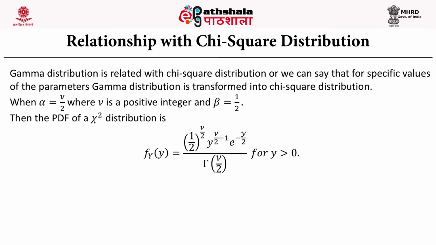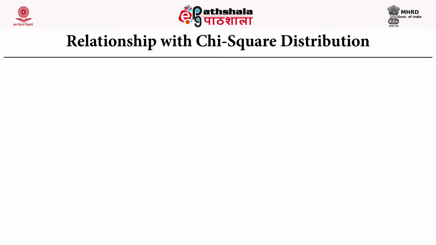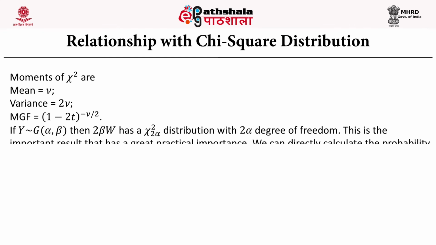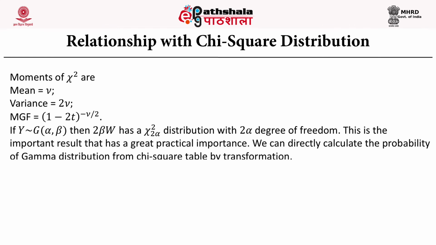y, which is equal to 1 upon 2 power mu by 2 into y power mu by 2 minus 1 into e power minus y upon 2, divided by gamma of mu by 2, for all y greater than 0. The moments of the chi-square are given as: mean of the chi-square is equal to mu, variance is equal to 2 mu, and the MGF is equal to (1 minus 2t) power minus mu by 2. If y follows a gamma distribution with parameters alpha, beta, then 2 beta y has a chi-square distribution with parameter 2 alpha, that is, 2 alpha degrees of freedom.